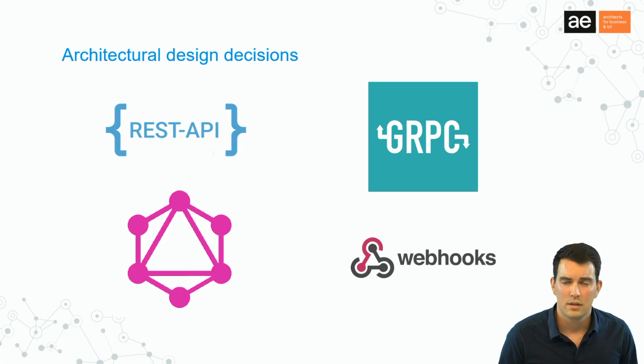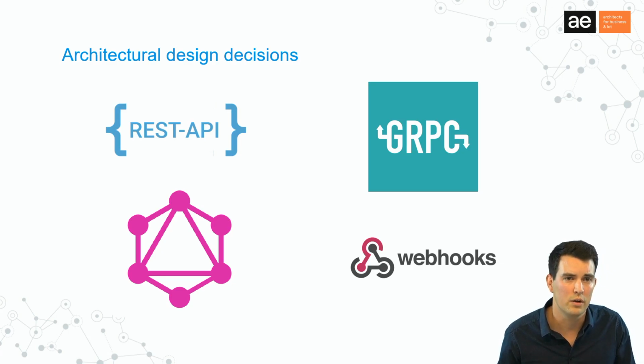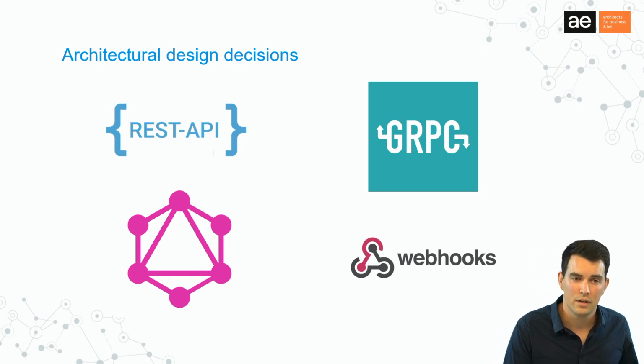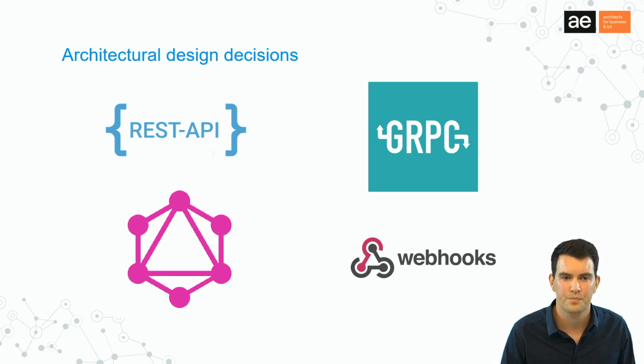REST APIs, that's a very well-known standard. The benefit of a REST API is that it's stateless, so you can scale it very easily. It also has hypermedia that allows you to loosely couple your client and your server. It also builds upon HTTP standards, so you can use HTTP methods or HTTP status codes. So there you can use already known standards.